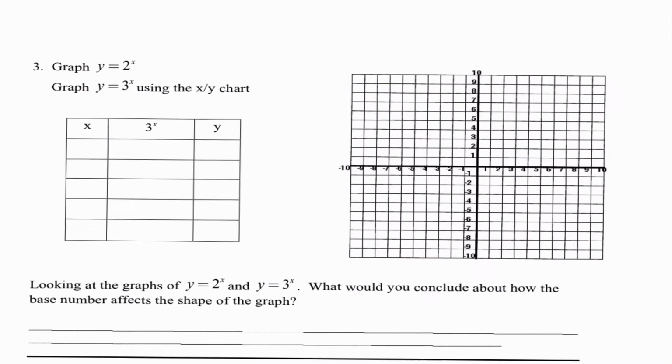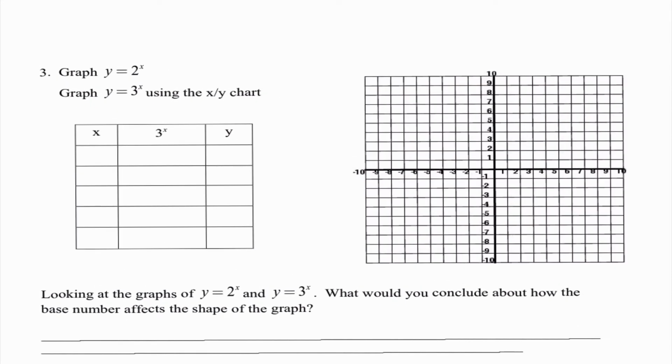Okay, once again, number 3 is asking us to graph our favorite function. So I'm going to go ahead and put those all up there. Okay, there we go. Now it's saying graph y equals 3 to the x using the xy chart. So I'm going to do negative 2, negative 1, 0, 1, and 2. So 3 to the negative second would be 1/9. 3 to the negative first is 1/3. 3 to the 0 is 1. 3 to the first is 3. 3 squared is 9. So I'm going to go ahead and plot those points.